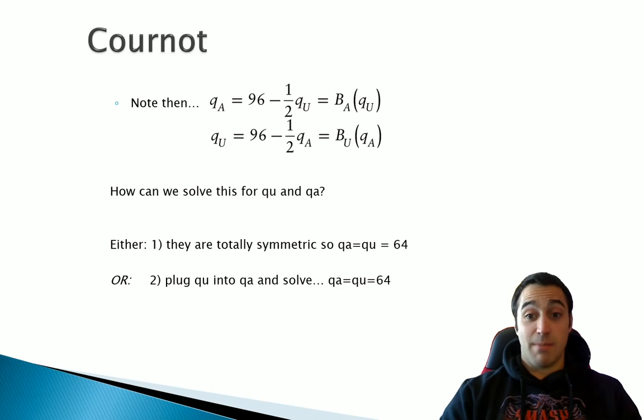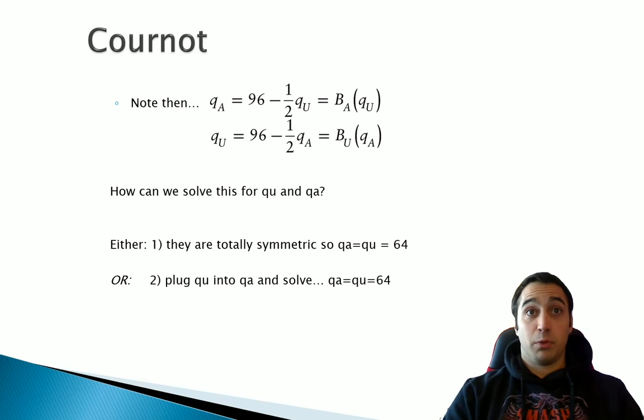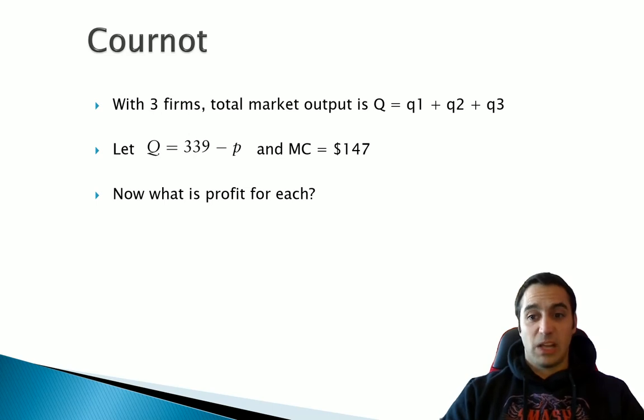There are things we could change to make it such that Q1 does not equal Q2. The thing you can always do, just plug the best response functions into each other. That is, we could look for QA of QU of QA. If you plug this equation into this equation, you'll find again that QA equals QU equals 64. Either way, QA equals QU equals 64. So, as I said at the beginning of this lecture, there's a bunch of things we could do to make this slightly less simple, but not that much more difficult.